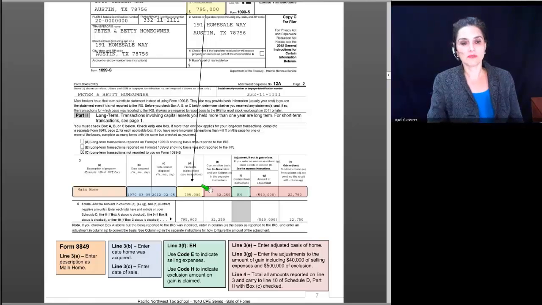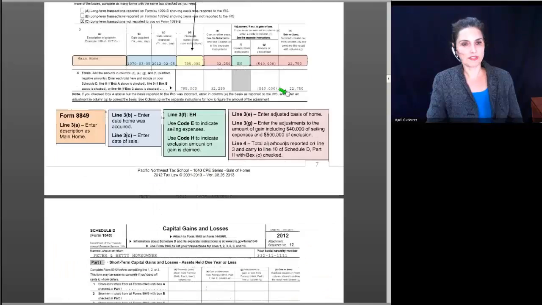So we do that, $32,250, and then we go over to column F, and IRS says, enter codes in this column to indicate reasons for adjustment. And there are two reasons for adjustment. The first reason is code E, and we use that to indicate that there were selling expenses. And the second reason is code H, and we use that to indicate that we are claiming the exclusion amount for sale of a home for a married couple. Not specifically for a married couple, but we are claiming it for a married couple. So codes EH are combined in column F, and then in column G, we enter the combined exclusion amount of $540,000, and when we're done, we end up with that gain amount, $22,750.